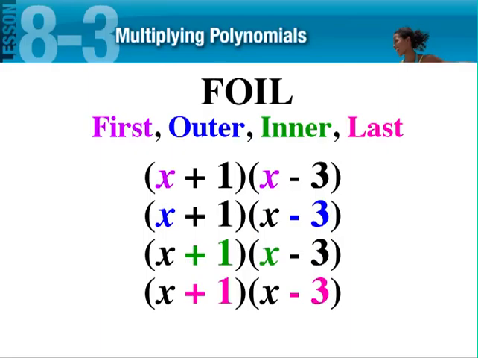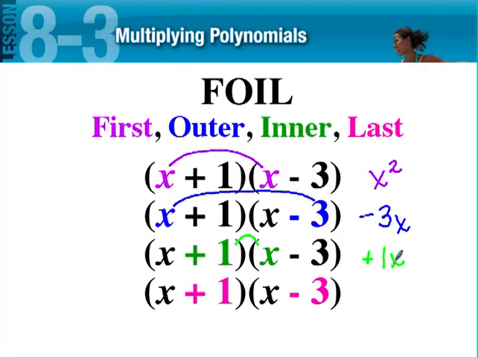So the very first thing you're going to start with is you're going to multiply your first terms together. When I multiply my first terms together here, I get x squared. Then I'm going to multiply my outer terms together. So x times negative 3, which is negative 3x. Then I'm going to multiply my inner terms together, and you get plus 1x. And then I'm going to multiply my last terms together, and I'm going to get negative 3.